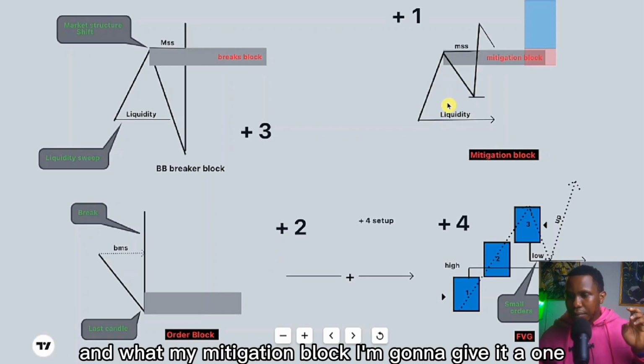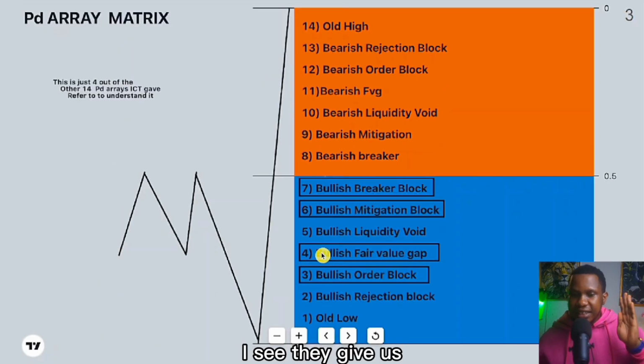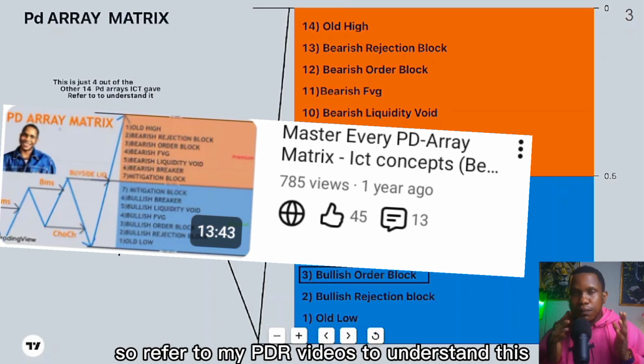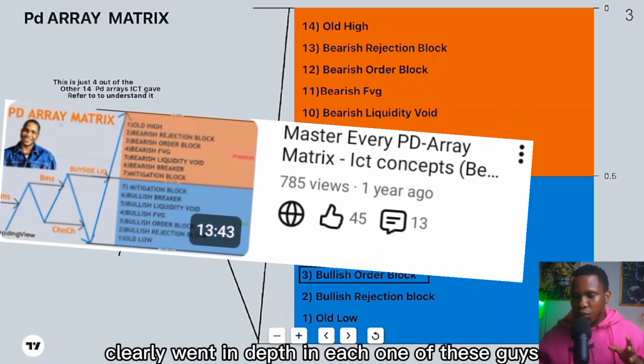And for my mitigation block, I'm going to give it a 1. This is just 4 out of the 14 PDRAs ICT gave us. So refer to my PDRA videos to understand this clearly. I went in depth in each one of these.